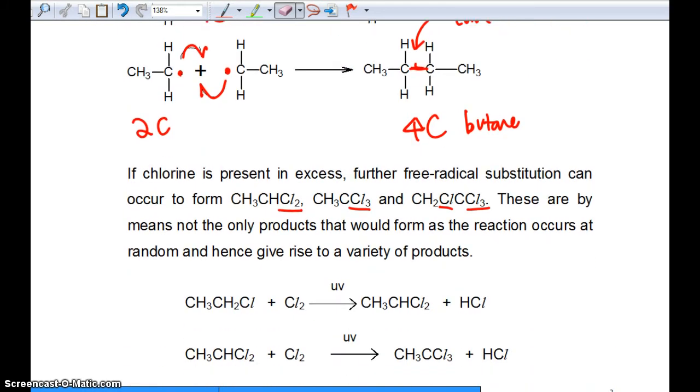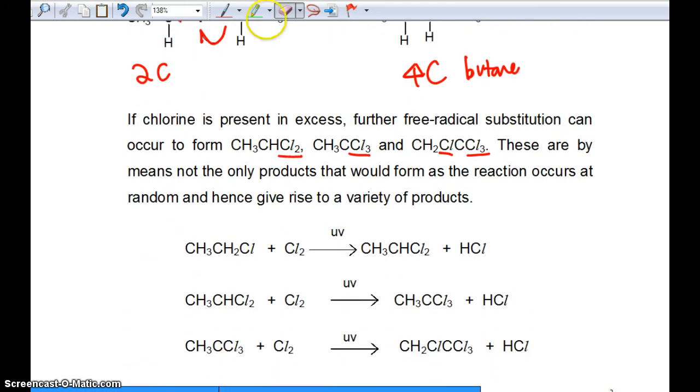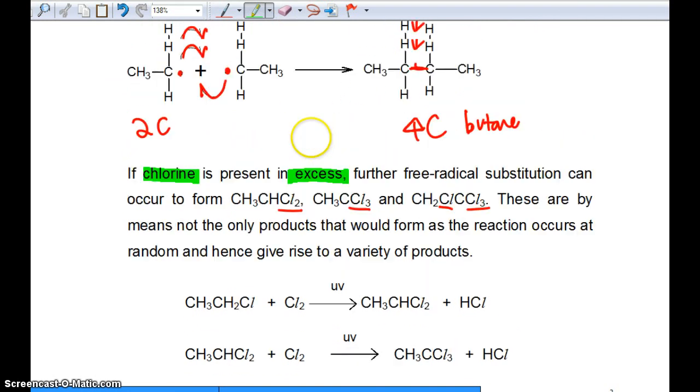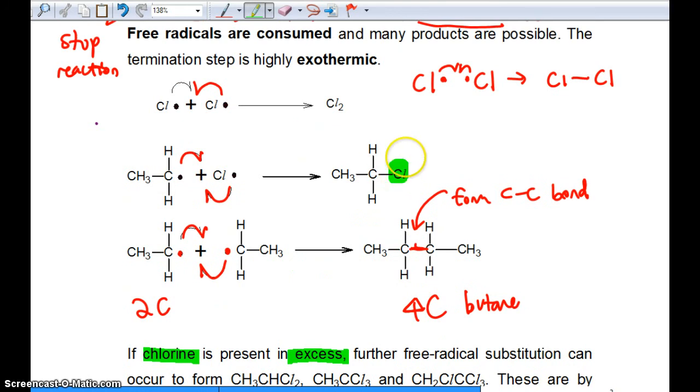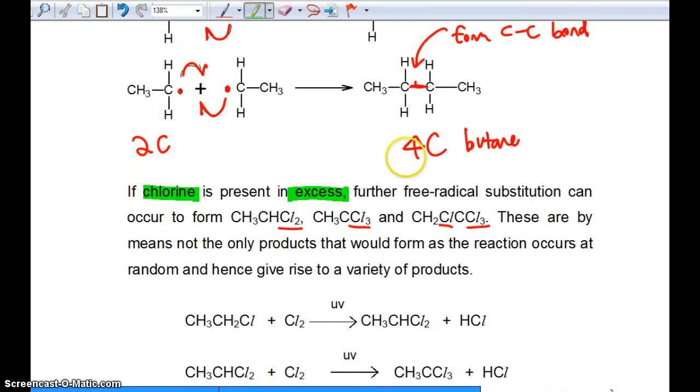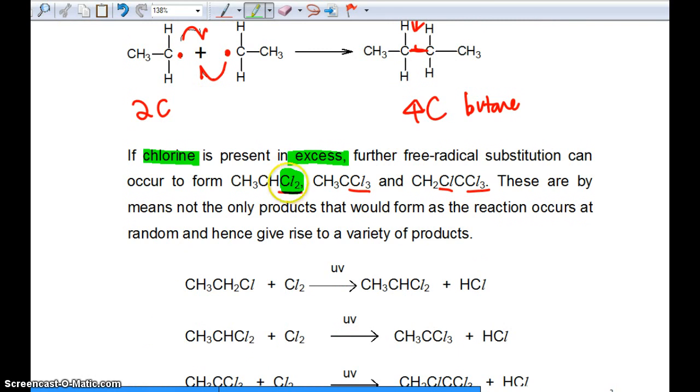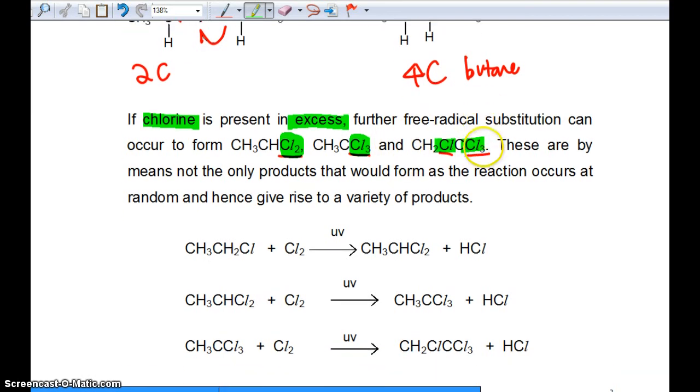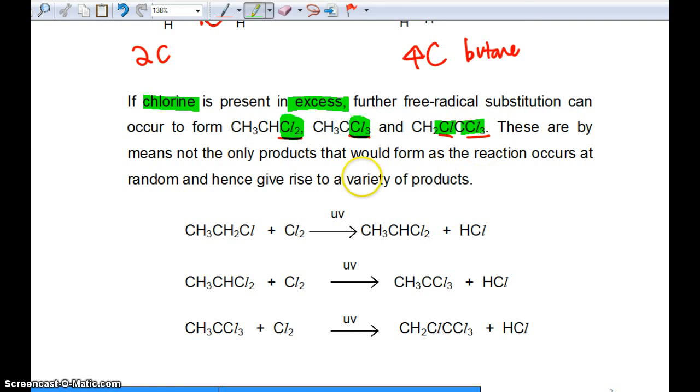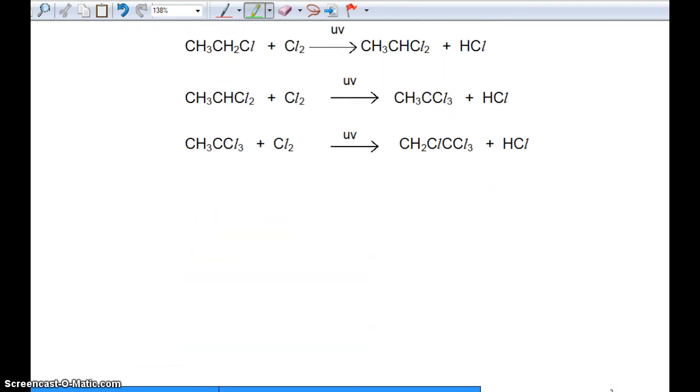Okay, and we also want to mention here that if chlorine is indeed in excess, we can actually substitute not just one hydrogen with chlorine, because we actually want to substitute only one hydrogen with chlorine, right? We only want monochlorination, or we can end up with dichlorination, 2 hydrogens substituted with chlorine. We can end up with trichlorination, 3 hydrogen atoms of ethane substituted with chlorine, or even tetrachlorination. So there's a wide mixture of products. Okay, so yes, this is actually what happens. We get a mixture of products.